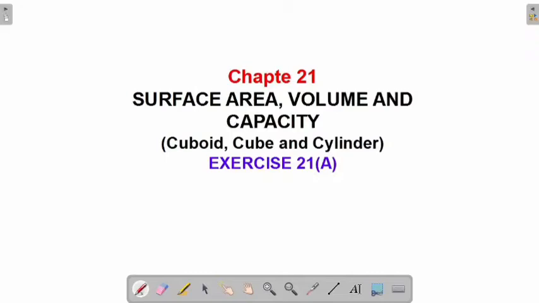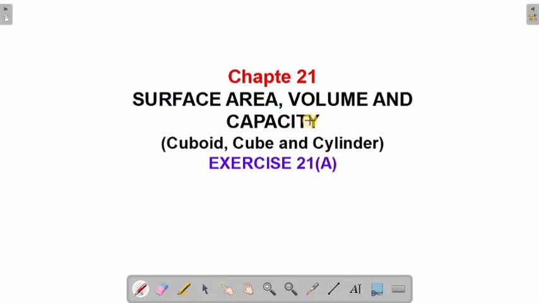Welcome dear students. Today we will be starting the first exercise on surface area, volume and capacity. In the last class you were already introduced to the formulae. Today I am not going to write any formulae because you have already noted them in your copy. So without wasting much time, let's start with the questions on exercise 21A.